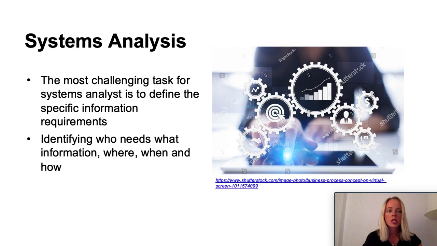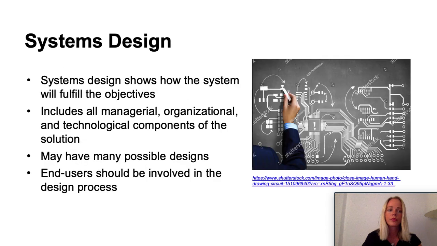Perhaps the most challenging task for the system analyst is defining the specific information requirements for the system solution. At the most basic level, the information requirements involve identification of who needs what information, where, when, and how. After defining these, requirements analysis defines the objectives of the new system and then comes up with a detailed description of the functions that the new system should perform.